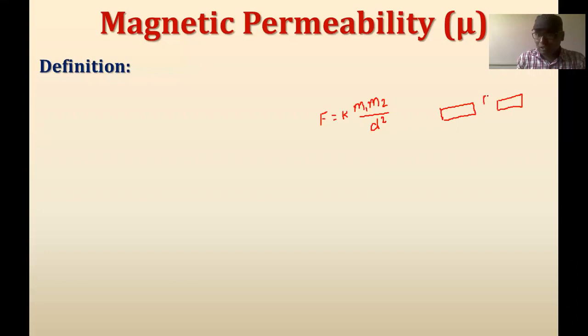It means this force depends not only upon the pole strength of these two magnets, but also upon the surrounding medium. Is it right? And that's why this K, we call it a medium constant, which is equal to 1 upon 4 pi mu 0 mu r, where this mu 0 mu r we call permeability. It can be represented with mu.